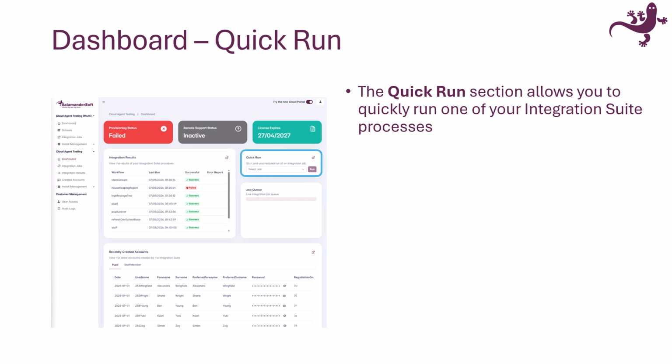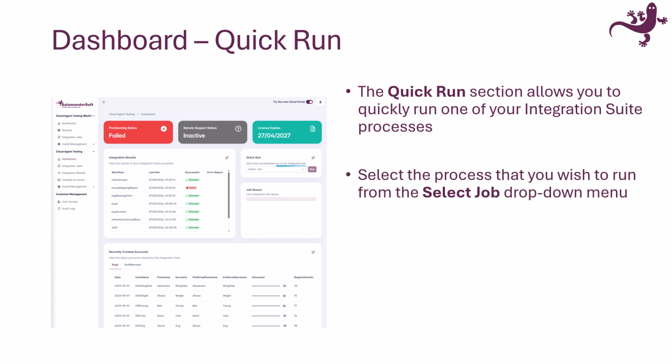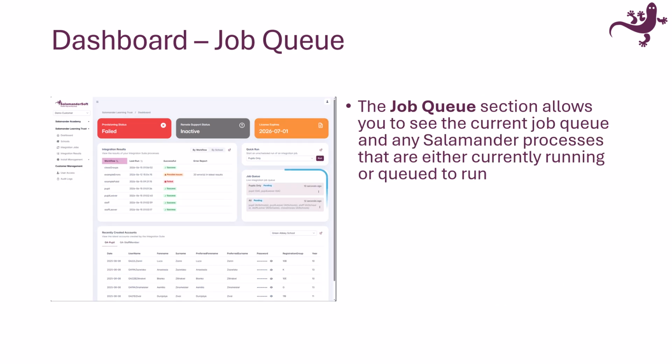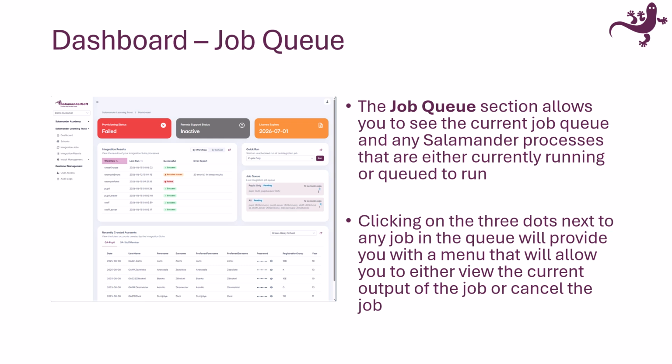The Quick Run section allows you to quickly run one of your integration suite processes. Select the process that you wish to run from the Select Job drop-down menu. Then click Run to run the selected job. You can view all of your scheduled jobs in more detail by clicking on the external link button in the Quick Run section. The Job Queue section allows you to see the current job queue and any Salamander processes that are either currently running or queued to run.